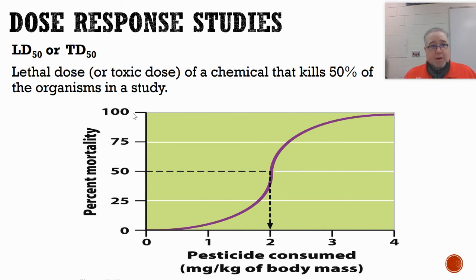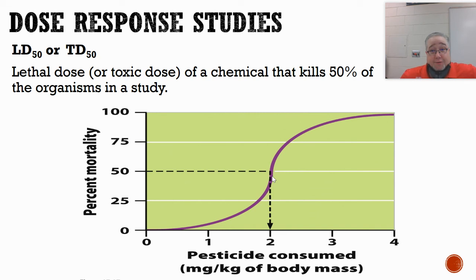Okay, so LD50 or TD50, what we use this to figure out is what we consider to be the lethal dose. So the lethal dose, again, is an amount that kills 50% of the organisms. So all you have to do to find the LD50 is find the 50% on the y-axis, then go over to where you hit the graph and then go down. Okay, so this dosage here, 2 milligrams per kilogram, is enough to kill 50% of the organisms in the study.